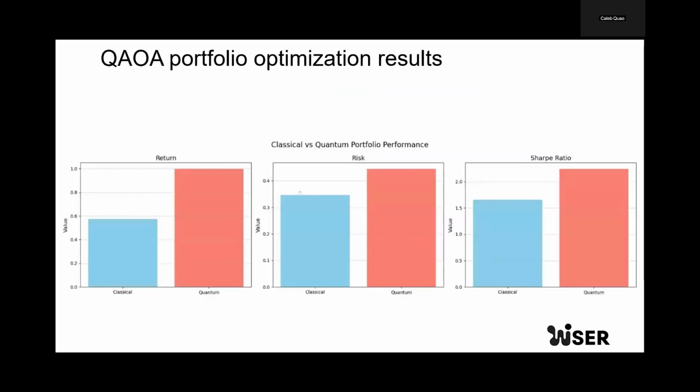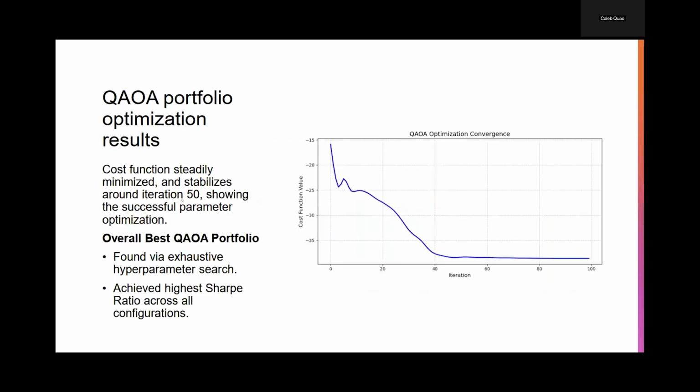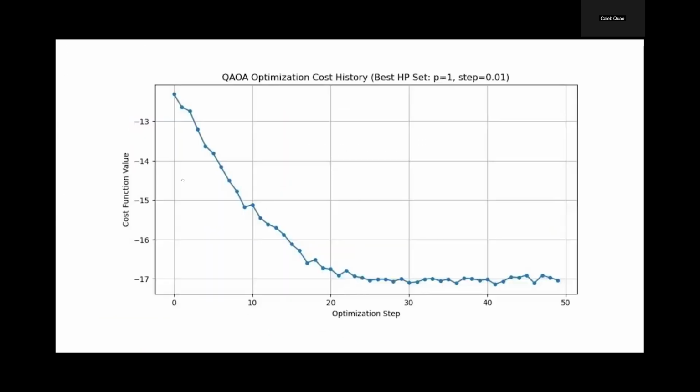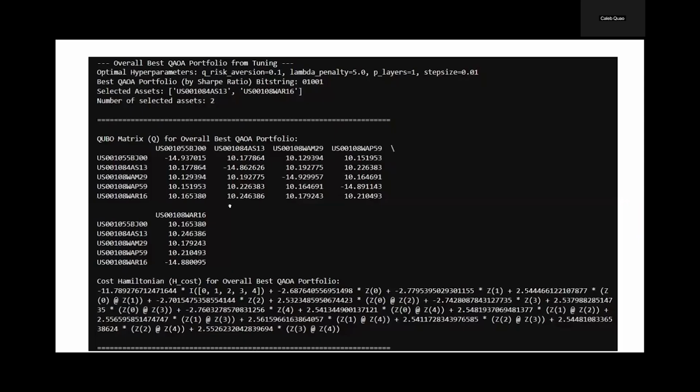Yes. All right. So this was our results, which show the return was close to 100%, not 100%. It was 0.999. Our metrics also show the Sharpe ratio, which the classical Gurobi gave us 1.65. With the quantum, the Sharpe ratio increases to 2.23. And then these are the results of the cost function values against the iterations, followed by some future enhancements that we can work on and improve. And at the end, this is what we had for our overall tuning. Thank you.